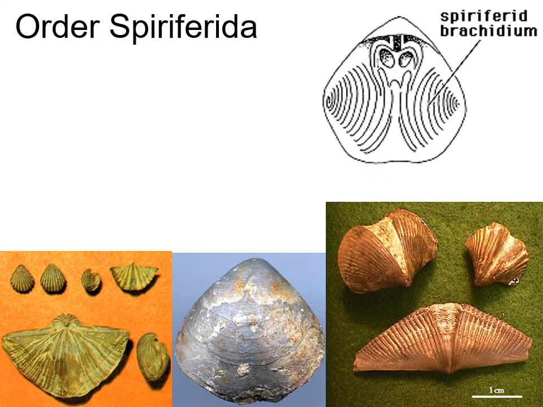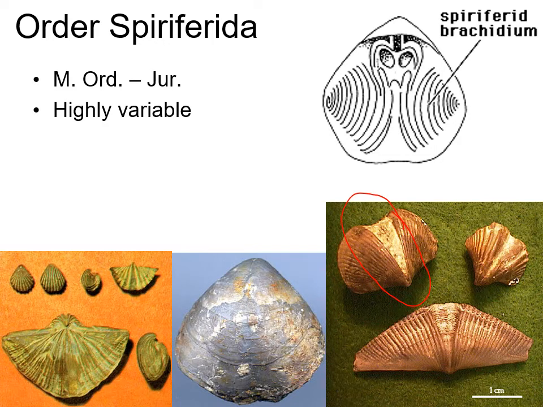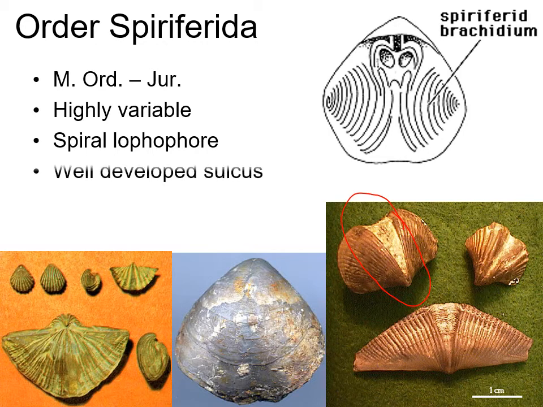Order Spiriferida is one of the best studied groups of brachiopods. We talked about the strophomenids having a very small or absent sulcus. These have a very deep sulcus. Spiriferids are around from the middle of the Ordovician through the Jurassic period, and they are highly variable. As you can see, just among the few specimens we have on the screen, they come in a wide variety of shapes and sizes. They also have that spiral lophophore like the atripids, and a very well-developed sulcus.